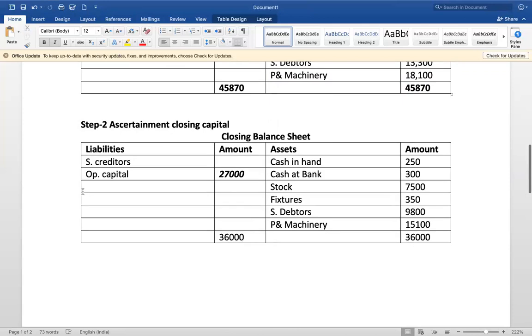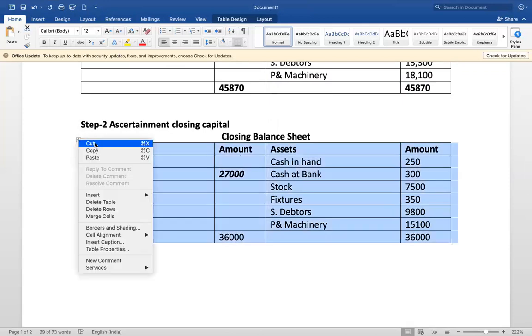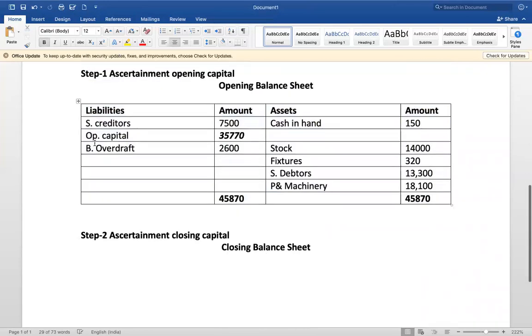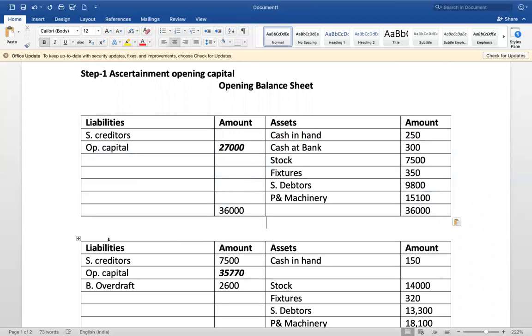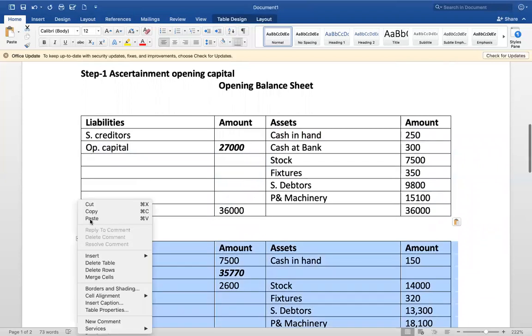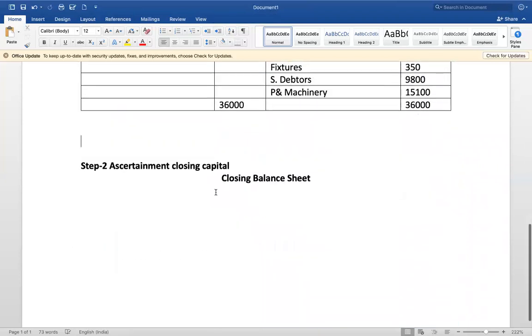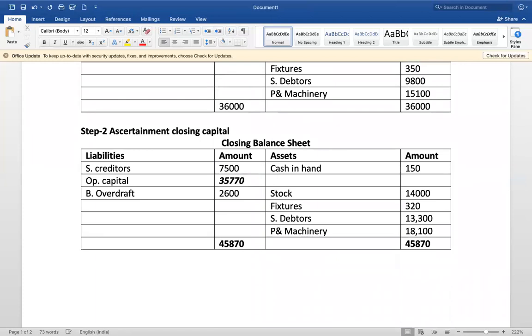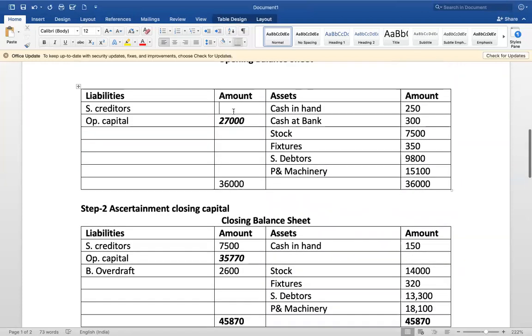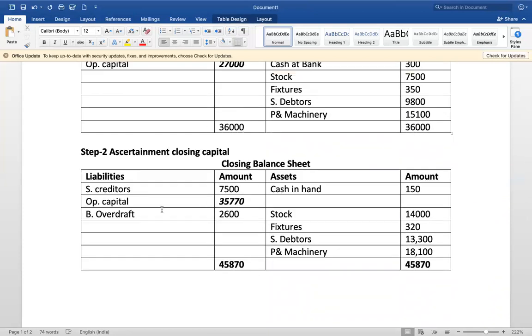So what I have to do is, this is your opening balance sheet, and this is your closing balance sheet. It is by mistake you have taken here. This is your 9,000. Then step 2 is over.